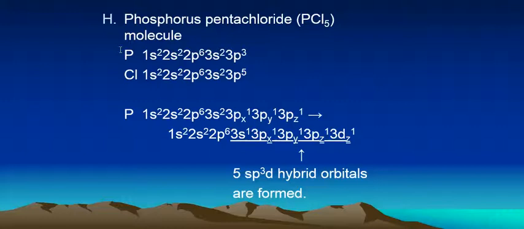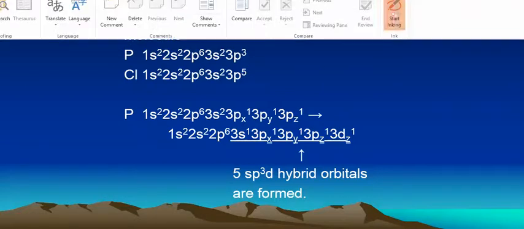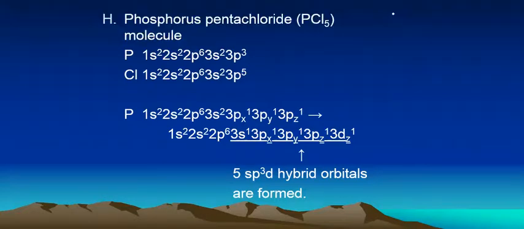PCl5 molecule. Phosphorus is going to form 5 bonds with chlorine. What I've done is I've given you the electron configuration for phosphorus, and I've separated the p subshell into px, py, pz, and I've also promoted an s electron up to the d subshell. And so this is going to give me 5 sp3 hybrid orbitals that can be formed with phosphorus.